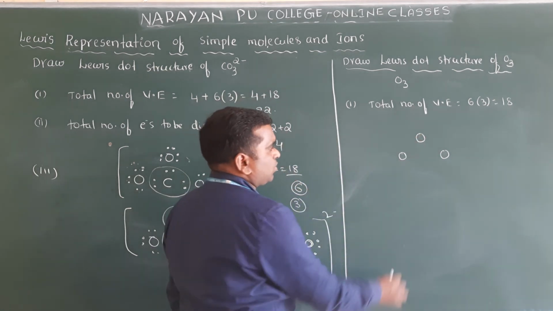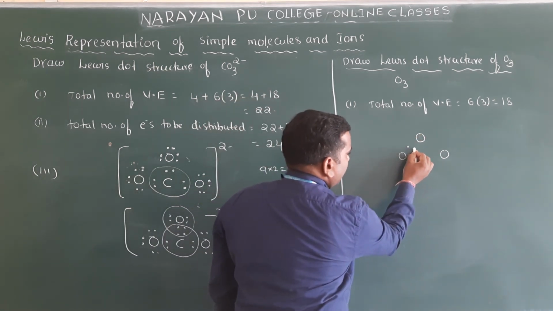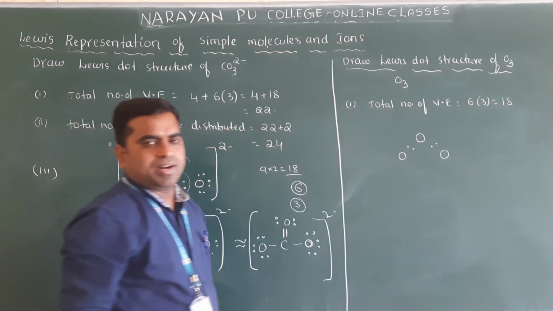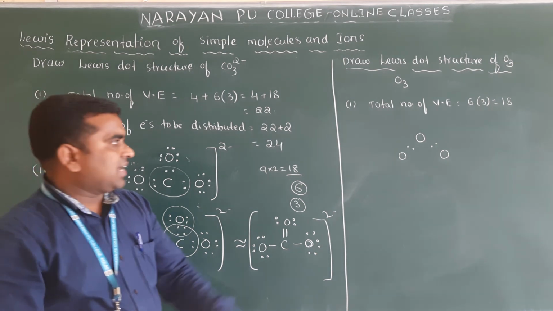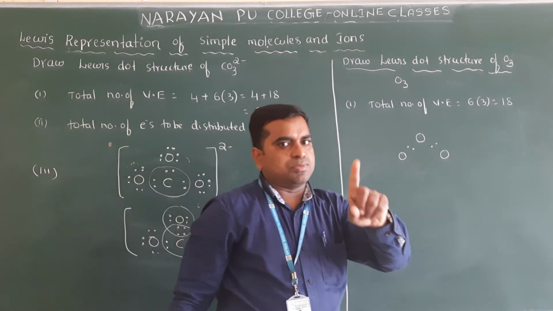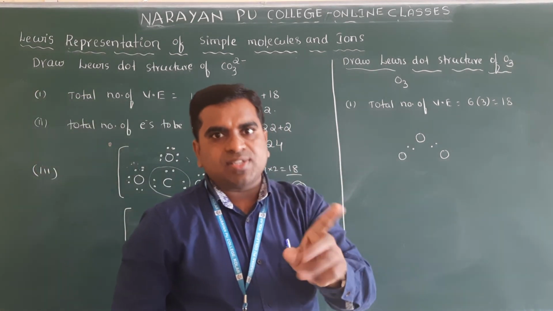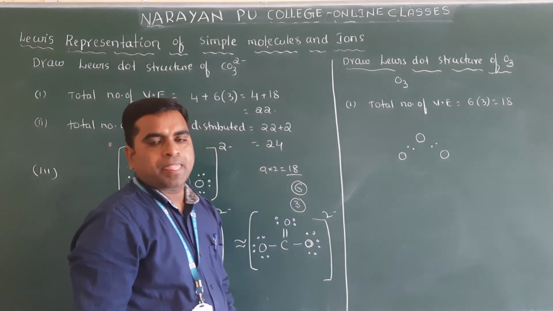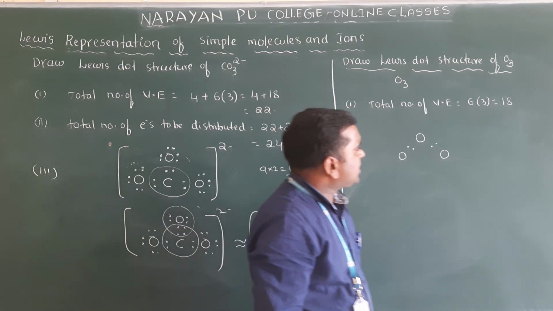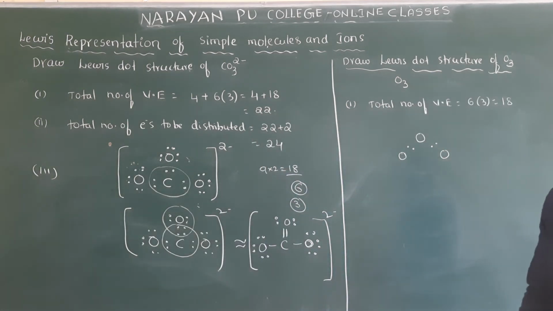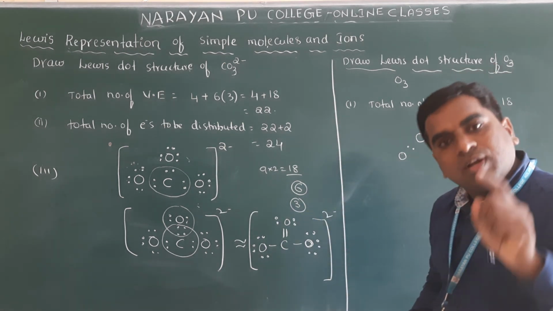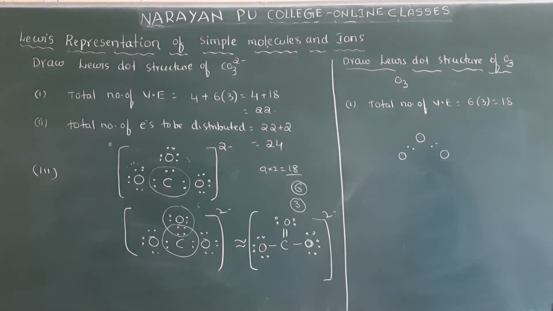Now immediately what you have to do? You have to put 2 electrons between the central atom and the terminal atom. Those 2 electrons represent a single bond. One bond means 2 electrons. If 2 electrons are there, it means 1 bond. Clear? Now arrange the remaining electrons. What you have to do first of all? The remaining electrons we have to arrange for the terminal atoms first, not for the central atom.